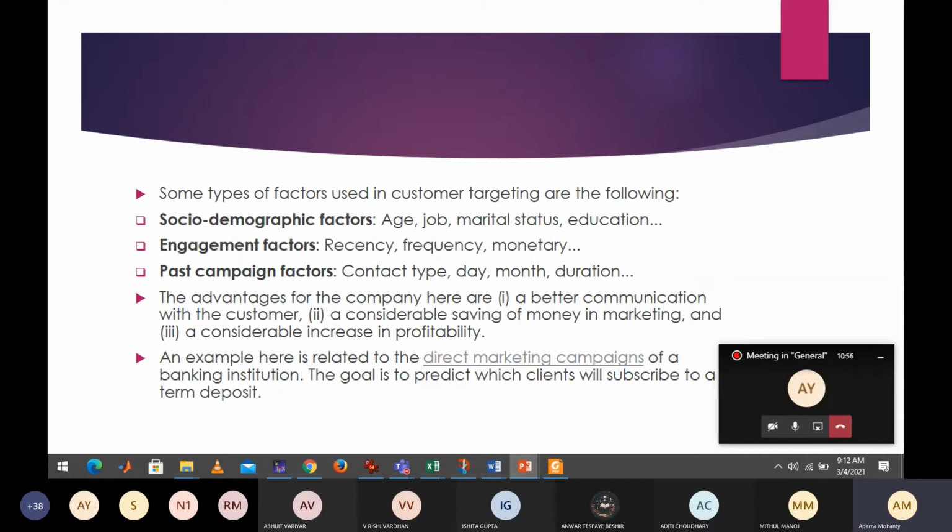Like some person, if he has bought just once in his entire lifetime, there's hardly any benefit you'll get by sending a promotion to that person. Rather, if somebody is very frequent in your showroom, they visit it regularly, they buy products from your showroom, it is more likely that if you send the promotion to them, they will avail that promotion. Next is past campaign factors. Previously how the person has responded to your past campaign, like when you sent the promotion, did the person come, or did the person actually complain that you are bothering him? All these things also come in.